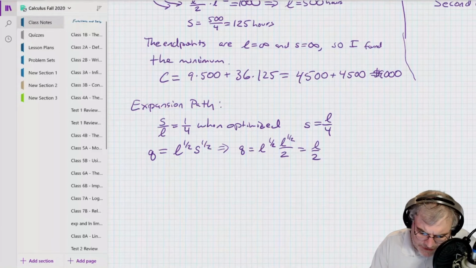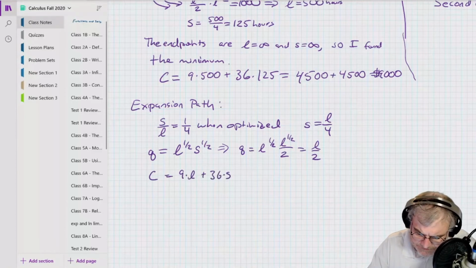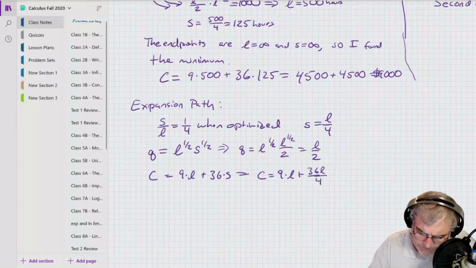And then I have my other one. C equals 9 times L plus 36 times S. And I plug that in again, and I get C equals 9 times L plus 36L over 4, which equals, this is going to be 9, so that's going to be 18L.